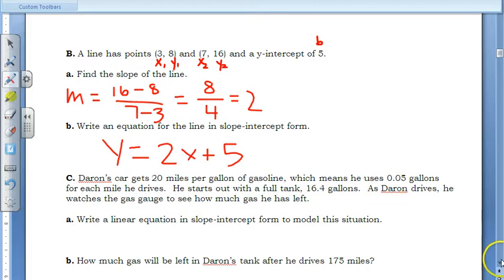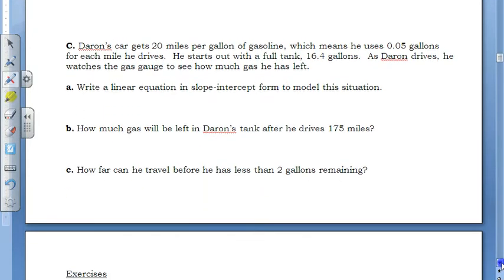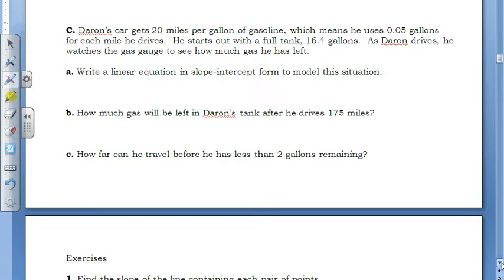And we finish with everyone's favorite, the word problem. It says Darren's car gets 20 miles per gallon of gas, which means he uses 0.05 gallons for each mile he drives. He starts off with a full tank, 16.4 gallons. As Darren drives, he watches the gas gauge to see how much gas he has left. Write a linear equation in slope-intercept form to model this situation.